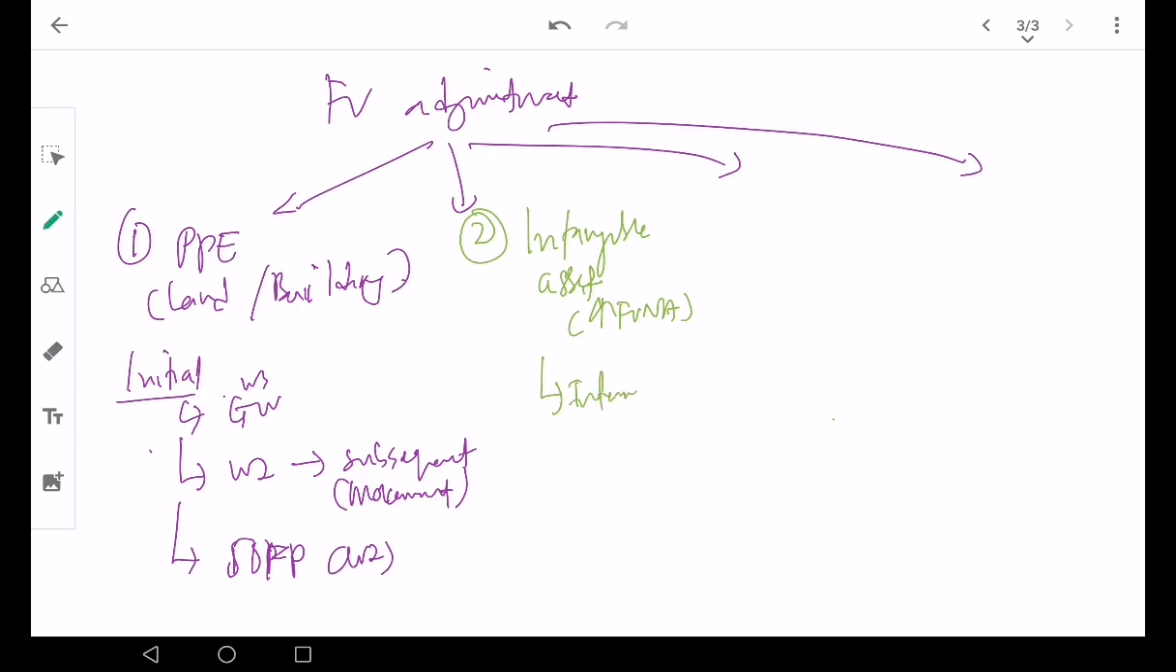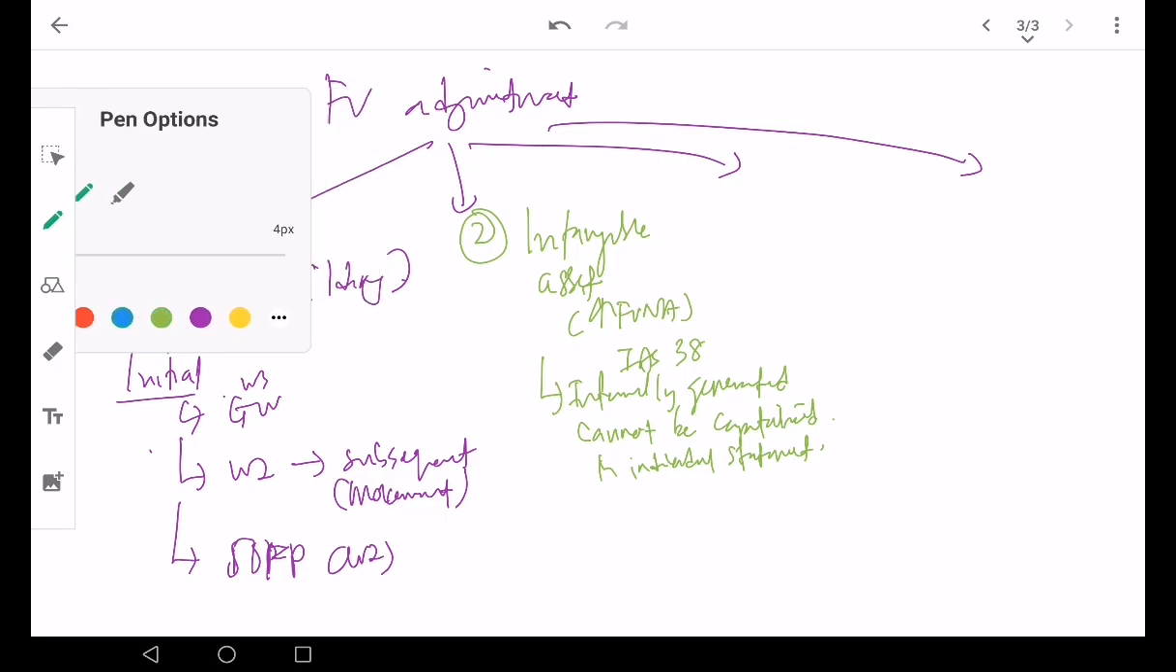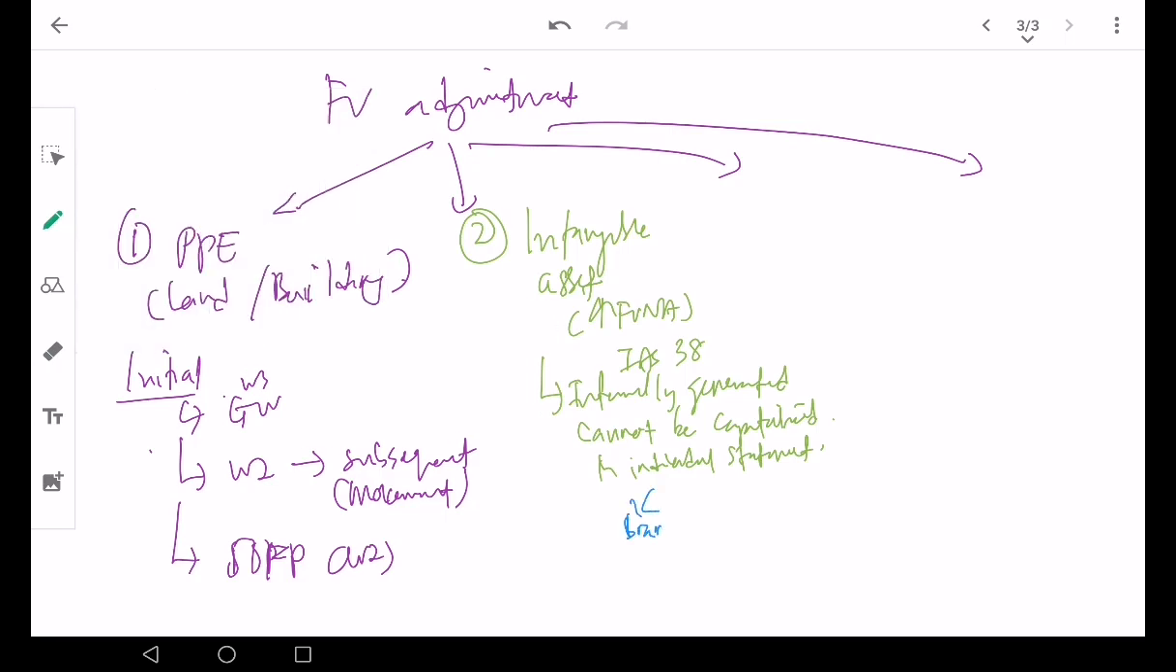Any internally generated intangible cannot be capitalized under IAS 38 in the individual statement. So what I want to say here, for example, is a brand. Subsidiaries have their own brand. I want you to write: subsidiaries have their own brand.